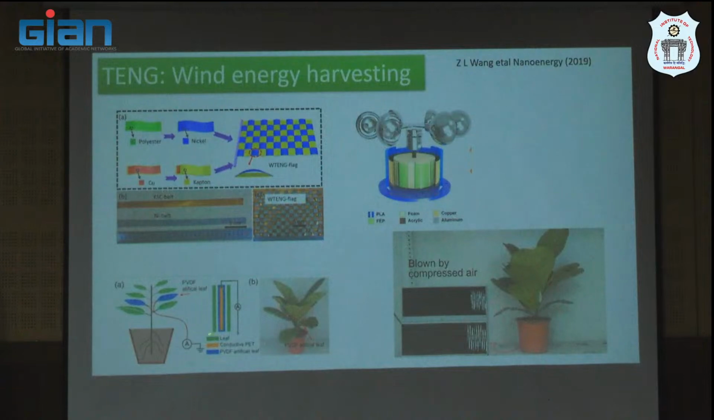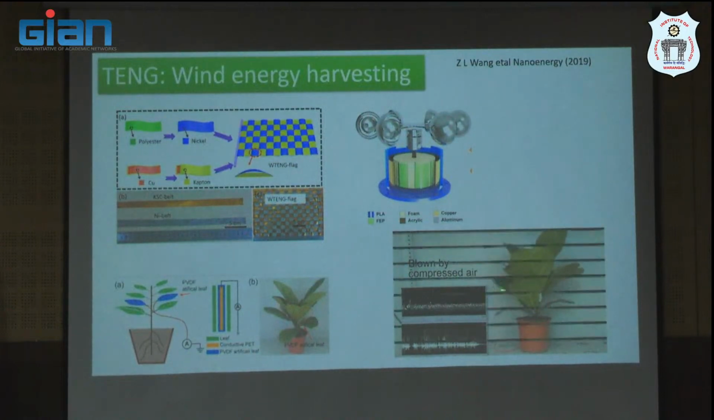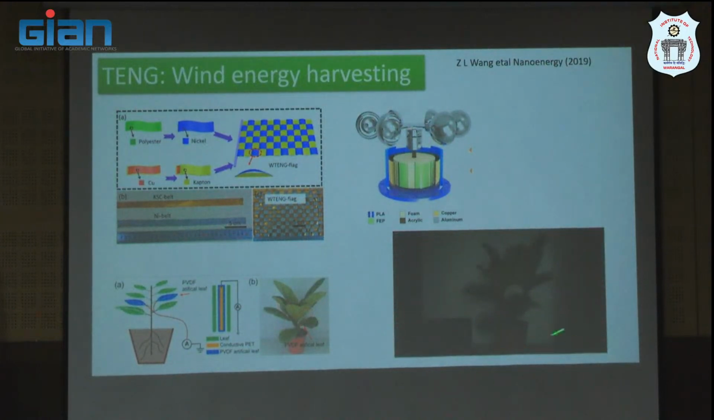Or sometimes you can put your nanogenerator on the leaves of a plant. Whenever these leaves flicker, whenever there is air passage, you are going to produce output. Well, I will show the video here. You can see now there is a nanogenerator attached to these leaves. Now whenever the air is passing by, you are going to have output out of it. Now you can see some small LEDs are glowing outside.